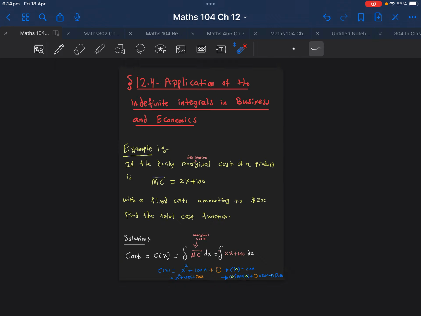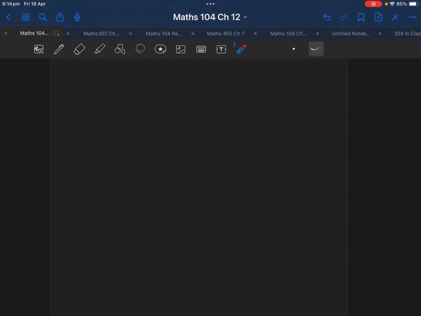We'll go to example number 2. And example number 2 would need a new page. So I just need to go to a new page here, and I will do the solution up here.